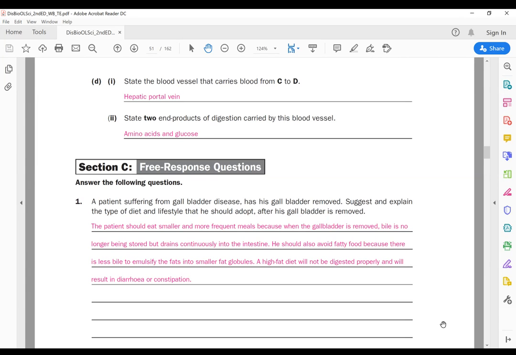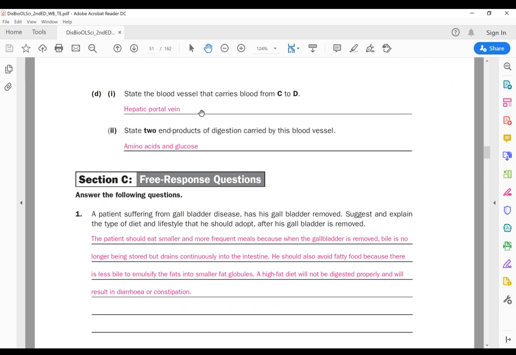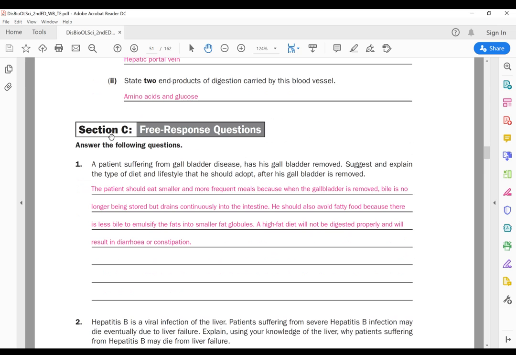Class, so today, the lesson has two parts. The first part was 8.4, and the second part is actually about this workbook correction. For the benefit of those who have not completed this particular page 42, take note of the answer over here. There's this Section C, free response questions, about what happens when a gallbladder is being removed.